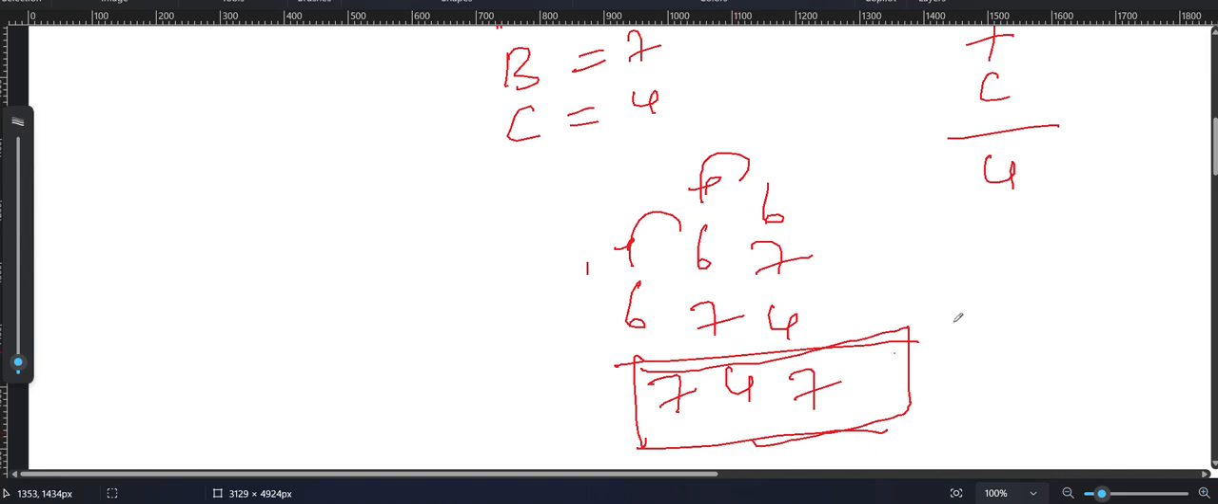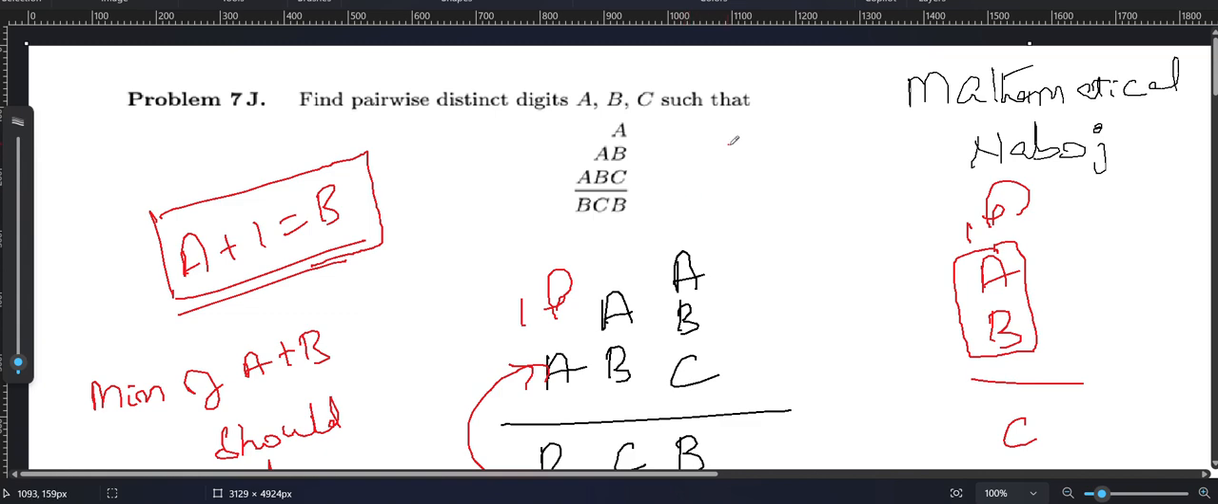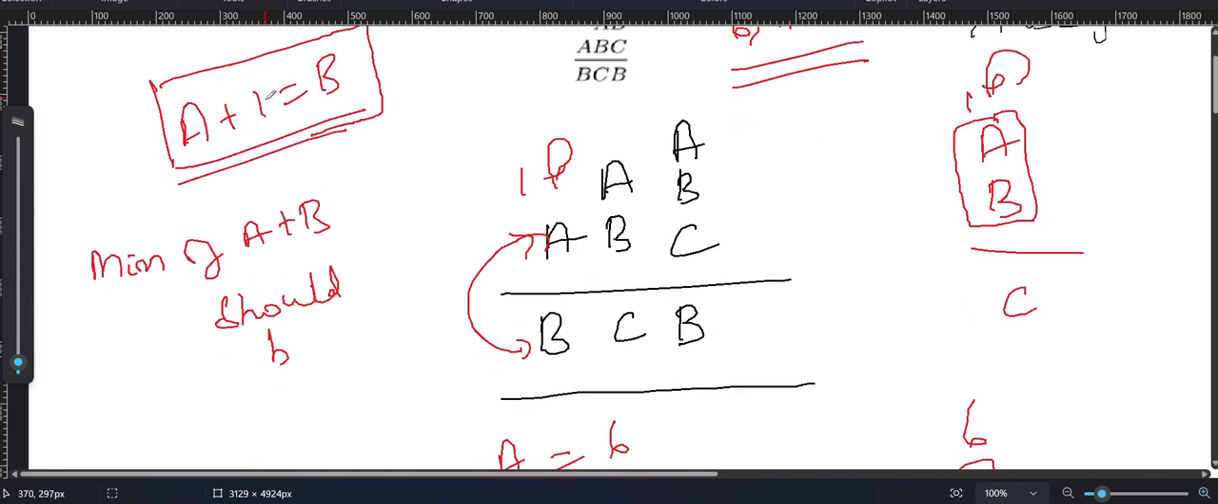747. So the correct answer is A, B, C has to be 6, 7, 4. Here we did not resort to the brute force method, but we made two clever conclusions.